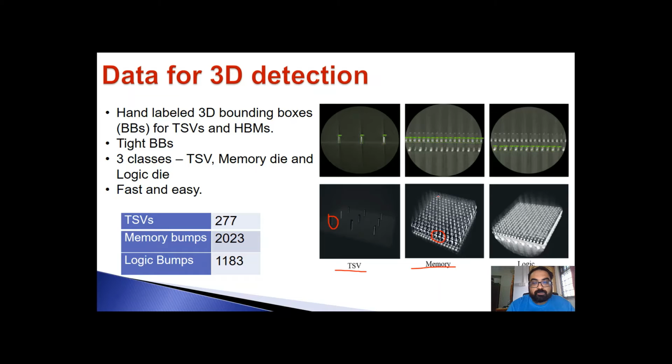What this essentially involves is, if you think about it, drawing a rectangle and then extending it in 3D to make it a 3D bounding box. So this part is relatively simple and fast. All you have to do is figure out the boundaries, draw these cuboids, and you're done. And hence we are able to label so much data for training.